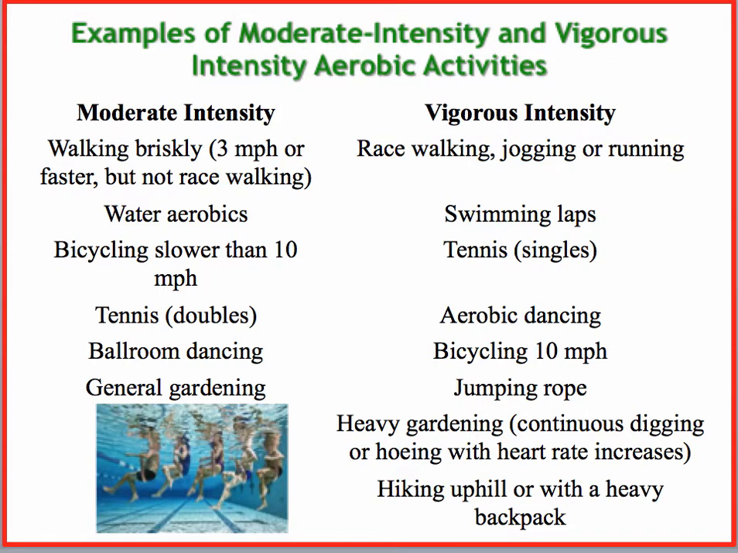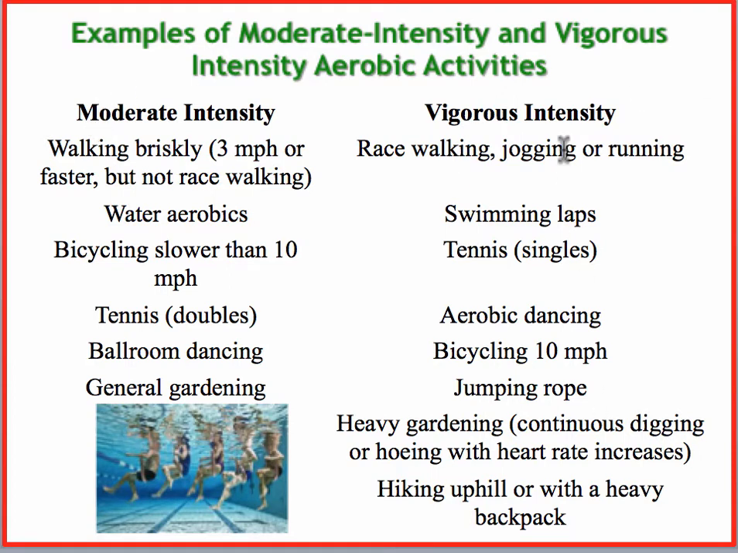We've been talking about moderate and vigorous intensity aerobic activities. Well, this list isn't exhaustive, but it's a good start. And so generally you can think about moderate intensity activity as walking briskly, 3 miles per hour or faster, but not race walking. Water aerobics, bicycling less than 10 miles per hour, doubles tennis, ballroom dancing, and general gardening are moderate intensity physical activity. You're increasing heart rate, you're breathing a little harder, but you don't feel like it's very hard.